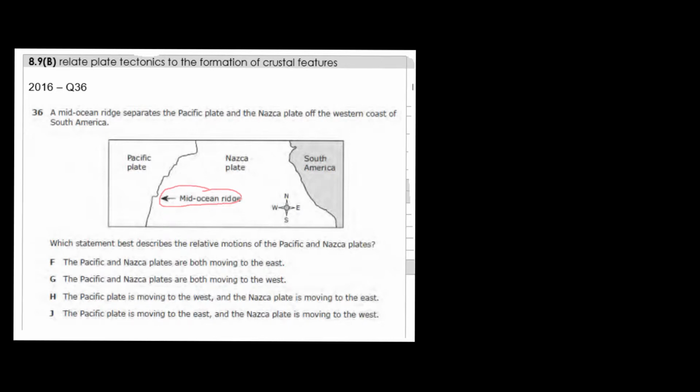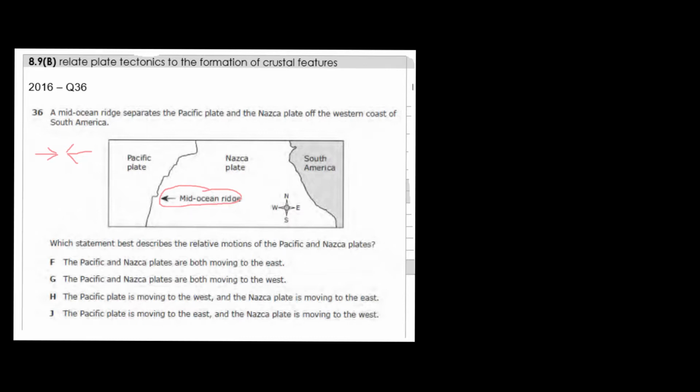Remember that with convergent, you have two plates that converge together or collide. When this happens, two things could happen. The two plates that converge or collide together could form a mountain range, or the two plates collide and one subducts underneath and forms a volcano.